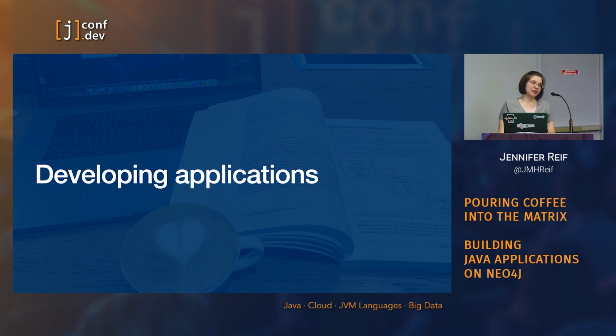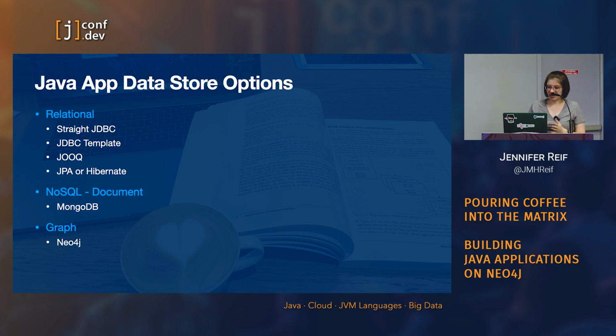What would I need as a developer coming into this? Am I having to retool? Am I having to do a lot of different thinking, et cetera? So right now, if you're a Java application developer, your data store options, again, relational's been around for a long time, so there's lots of options here, right? You've got JDBC, you have JDBC template, you have tools like jOOQ, JPA or Hibernate mappings, and so on.